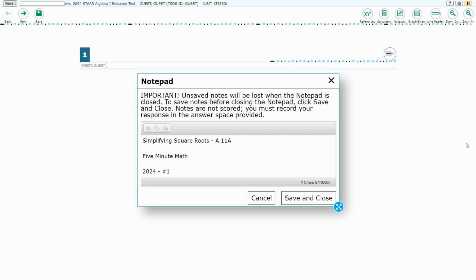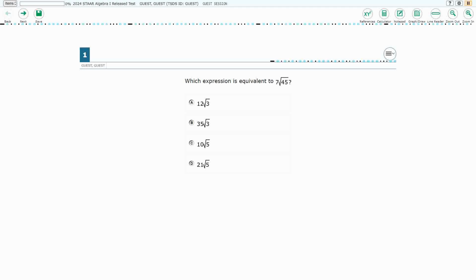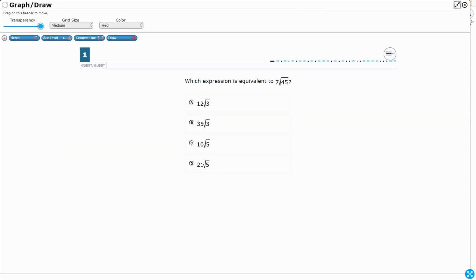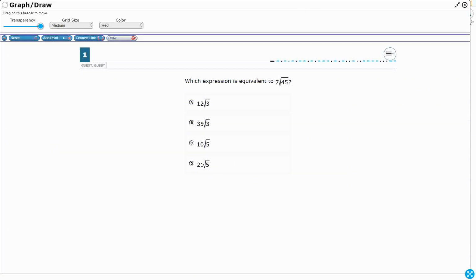Today we are looking at the Algebra 1 concept of simplifying square roots. This is standard A.11A in the great state of Texas, and we are using item number 1 of the 2024 released STAAR test. If you haven't done so already, please go ahead and take a moment to pause the video, work this problem out on your own, unpause it, and we will look at our answers together.